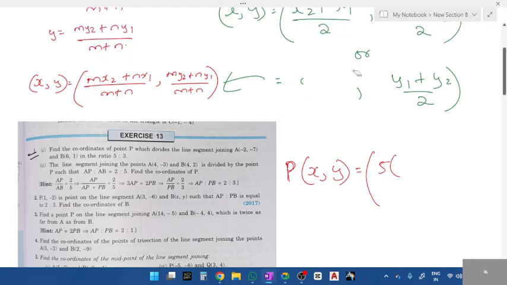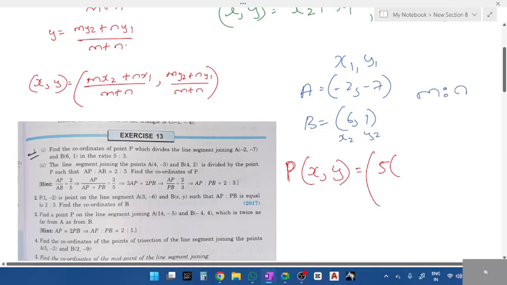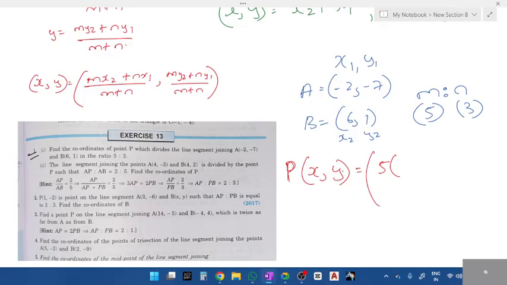Okay, for the first question, let me solve it. From second onwards, you all can try. Fine. Take A (-2, -7) as x1 comma y1 and take B (6, 1) as x2 and y2. What is the value of M is to N? What's the value for M? M is 5 and N is 3. Substitute these values, find the value. You'll get the point P. You can find the location of P on the graph. This is the concept, basically to find the distance.